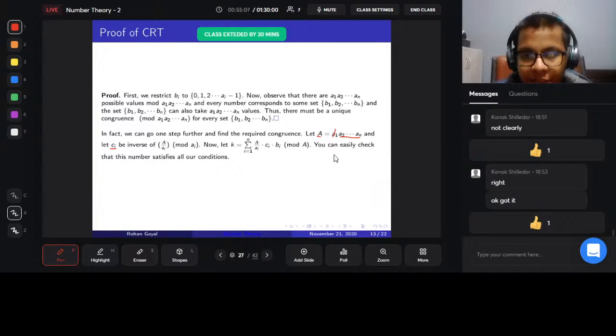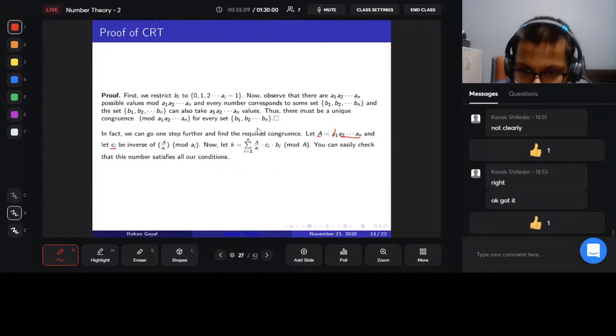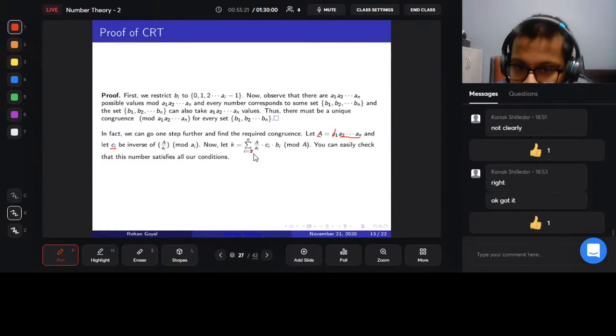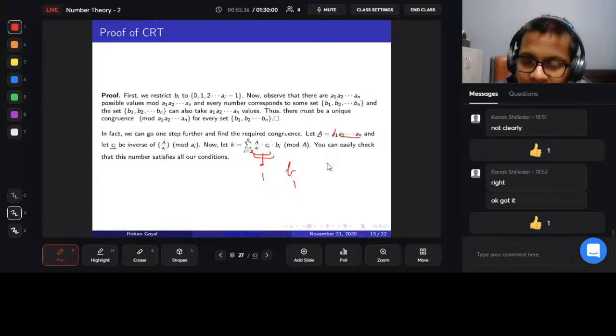For example, with A1, except the term where we are dividing by A1, every term is divisible by A1. So we'll have A upon A1 into Ci, which mod A1 just becomes 1 because we have defined Ci that way. This much becomes 1. So this term is congruent to Bi mod Ai, and the other terms are congruent to 0 mod Ai. So we get a K that satisfies our conditions.